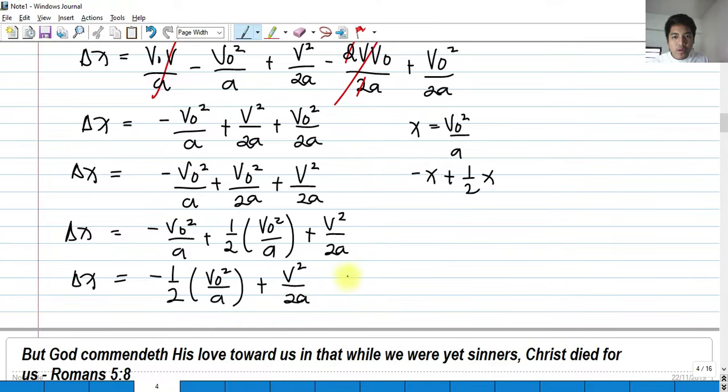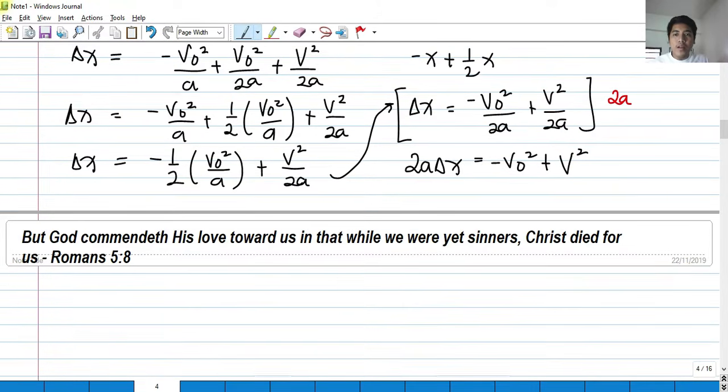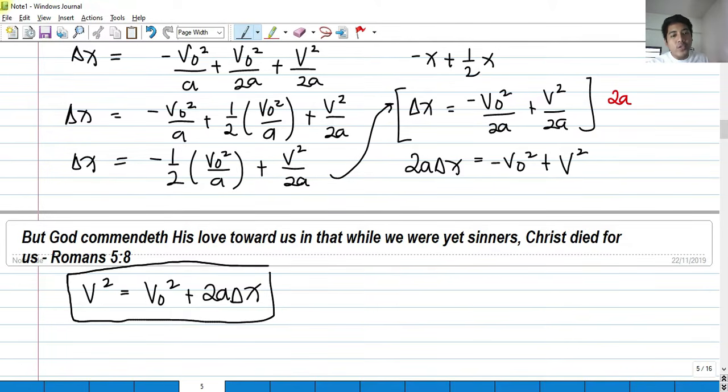If I'm going to distribute this again, we have negative v naught squared over 2a plus v squared over 2a. Multiplying both sides by 2a to eliminate the denominator, we now have 2a delta x equal to negative v naught squared plus v squared. If we rearrange this, v squared, the final velocity squared, transposing negative v naught squared to the other side, equals v naught squared plus 2a delta x. And this is now our equation, by the way.